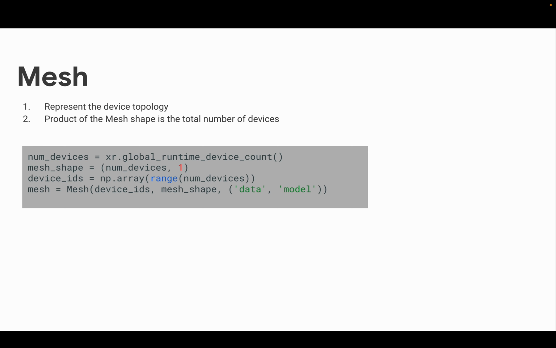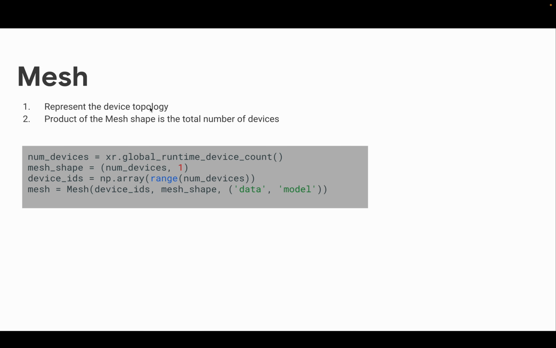So let's do SPMD. In order to use GSPMD, we need to introduce two concepts, mesh and partition spec. I will quickly go over them here. I will show you more graphs and Colab, so don't worry if these concepts don't really make sense right now. The mesh represents the device topology, and the product of the mesh shape is the total number of devices.